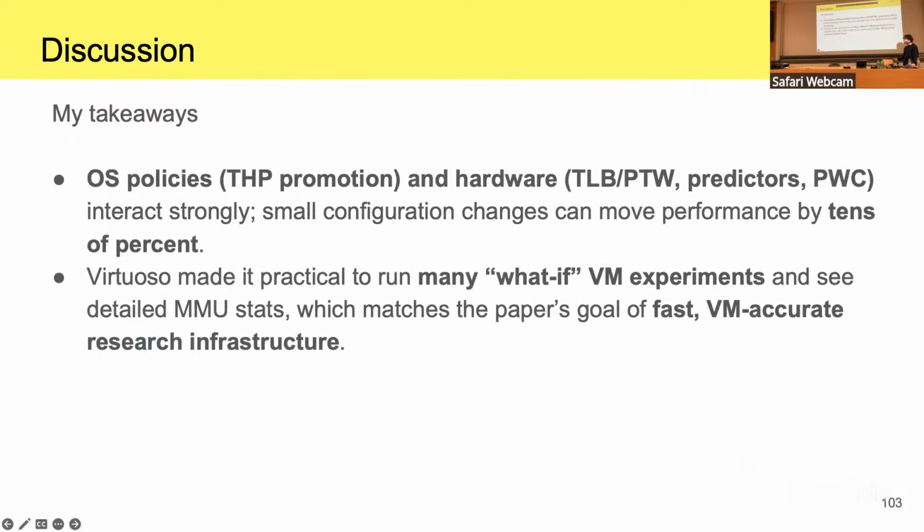And yeah, my takeaway here is that OS policies and hardware interact strongly. So small configuration changes can move performance by tens of percent. And it also made it practical to run many what-ifs and see detailed MMU stats, which matches the paper's goal of a fast, VM-accurate research infrastructure.